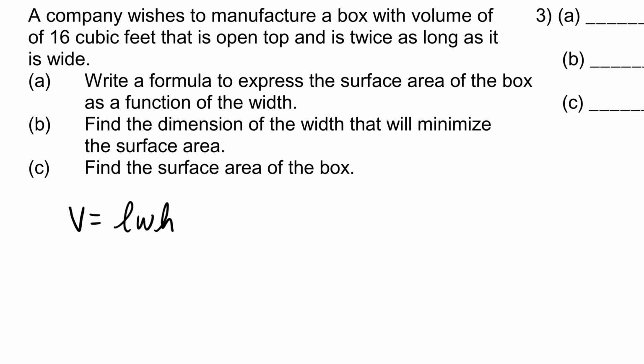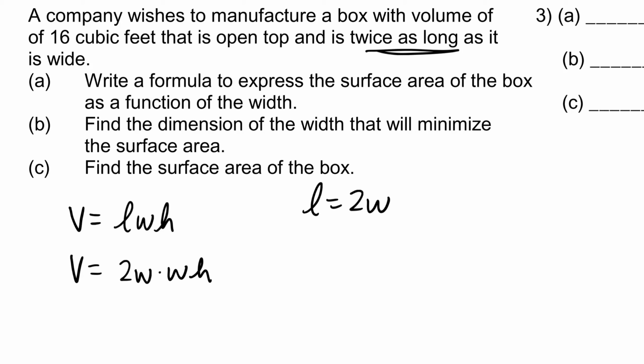All right. So volume is length times width times height. We know it's twice as long as it is wide, so the length is literally 2 times width. So I can rewrite the volume as 2 times width times height, because instead of saying length, I just say 2 times width. Cool.